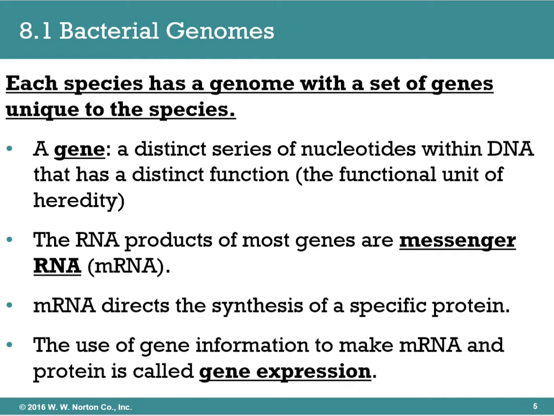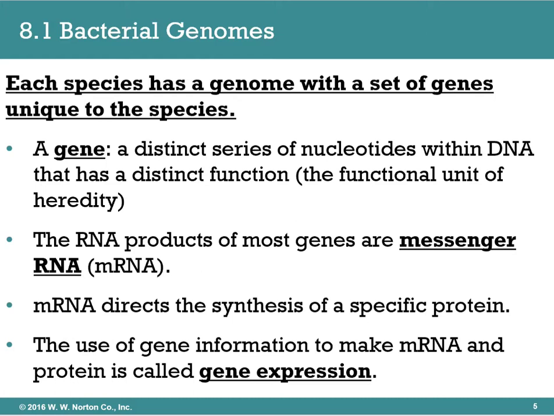So each species has a genome with a certain set of genes. A gene is a very distinct series of nucleotides. So it's a specific strand of DNA, and that gene will serve a specific function. Let's say that a bacteria had a gene for resistance towards penicillin. Or if we're talking about humans, we have a gene that codes for eye color. So if you have a gene that codes for blue, then you're going to have blue eyes. That's the idea behind a gene.